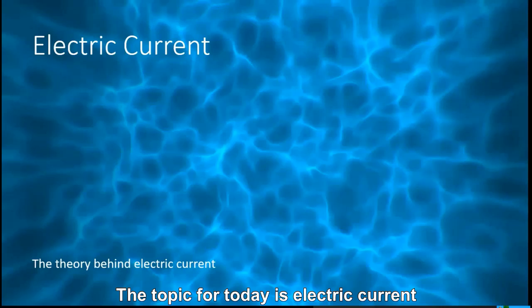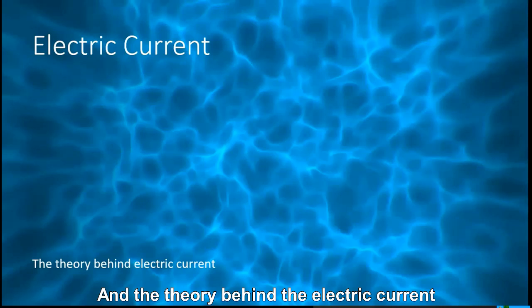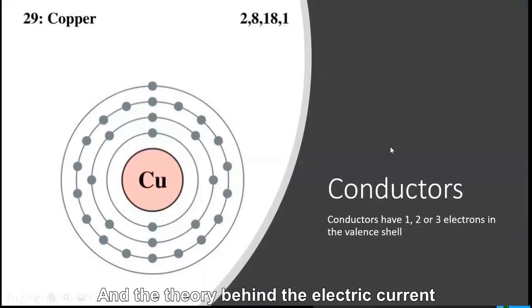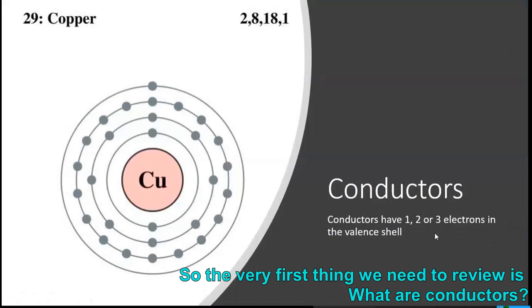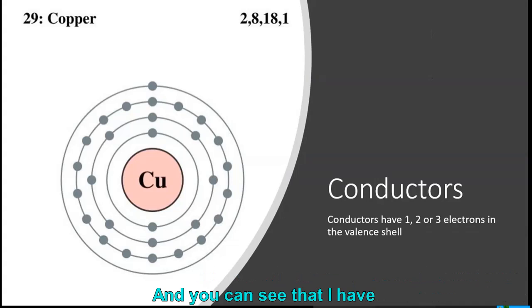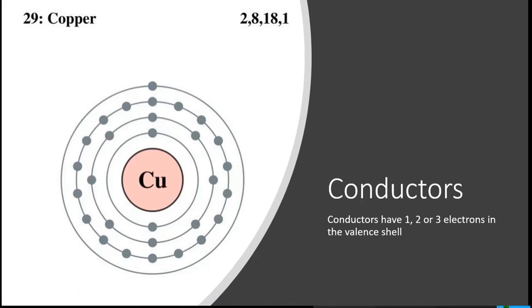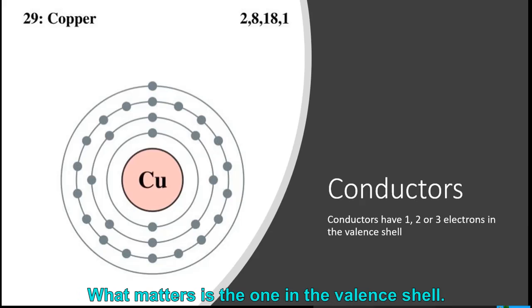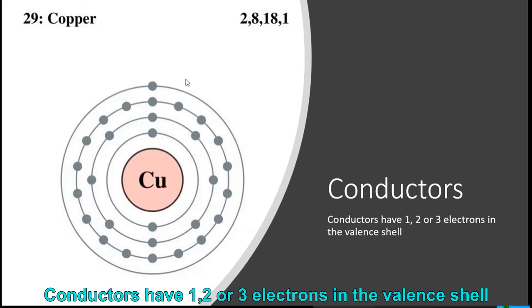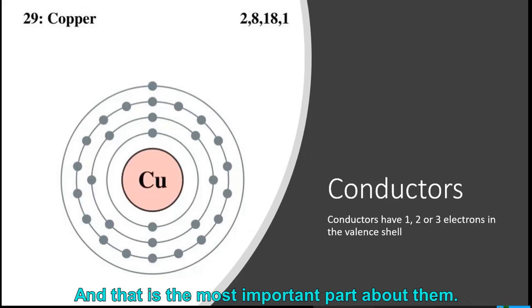The topic for today is electric current and the theory behind the electric current. So the very first thing we need to review is what are conductors. And you can see that I have copper over here and it has a ton of electrons, but all of that doesn't matter. What matters is the one in the valence shell. So conductors have 1, 2, or 3 electrons in the valence shell, and that is the most important part about them.